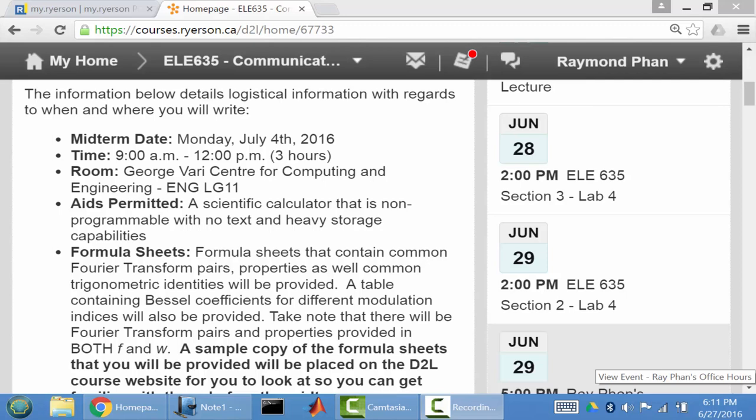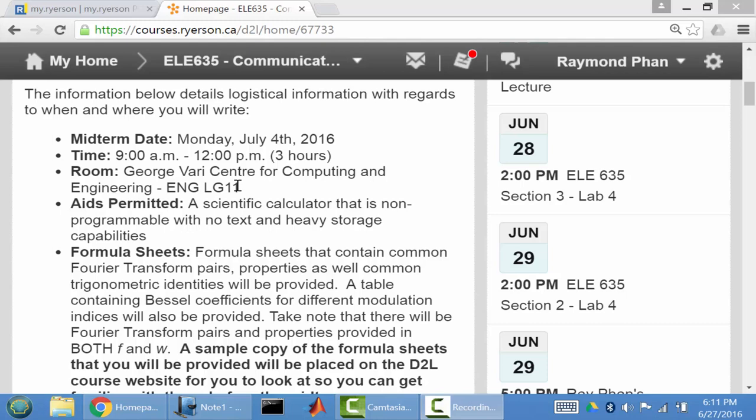It's going to happen between 9 a.m. and 12 p.m. in room E and G, LG 11. So it's not going to be here. Don't come here. It's going to be downstairs in E and G, LG 11, which is the big room with about 300 seats or so. I'll be spacing you out, every four or five seats, just to let you be more comfortable and to make sure that you don't copy your neighbor.